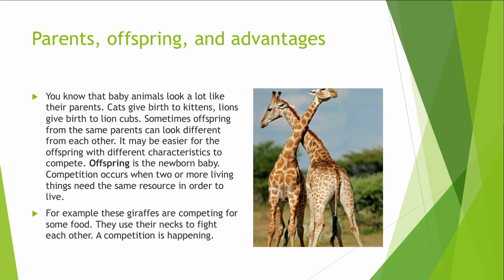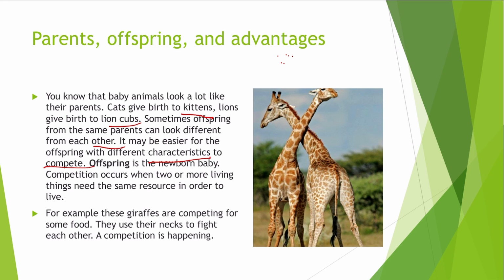Now, parents, offspring, and advantages. You know that baby animals look like their parents. Like cats give birth to kittens, lions give birth to lion cubs. And sometimes offspring from the same parents can look a little bit different from each other. So now let's see where competition comes in. Well, it can be easier for offspring with different characteristics to compete.